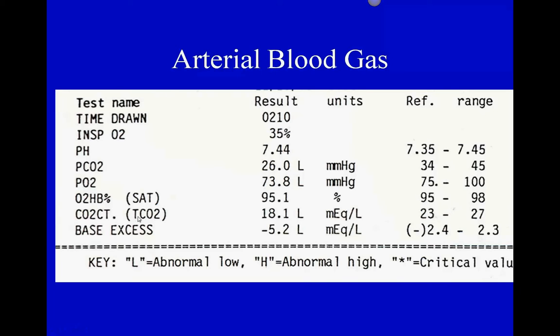If they use total CO2, they're talking about the amount of carbon dioxide bound to the hemoglobin, that's what makes bicarbonate, and the amount dissolved in the plasma, the liquid part of the blood. And so they're going to use a normal of 23 to 27. If we use just bicarbonate alone, your notes tell you to use a normal range of 22 to 26.